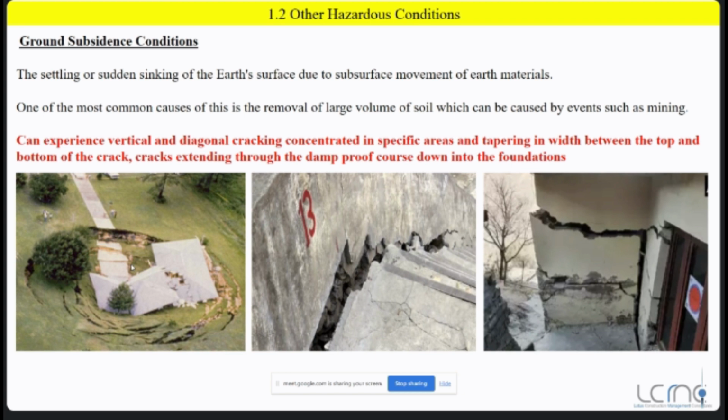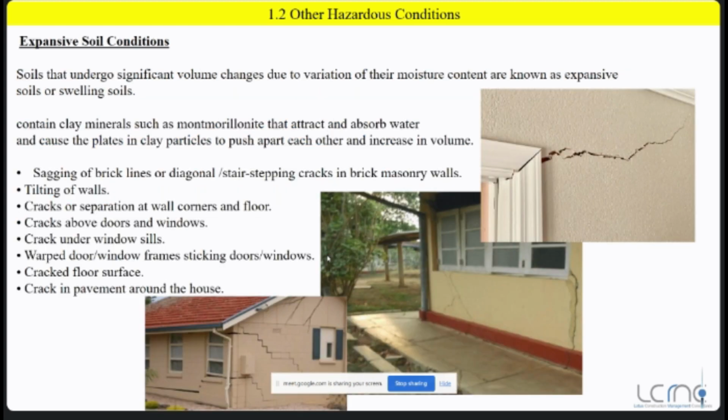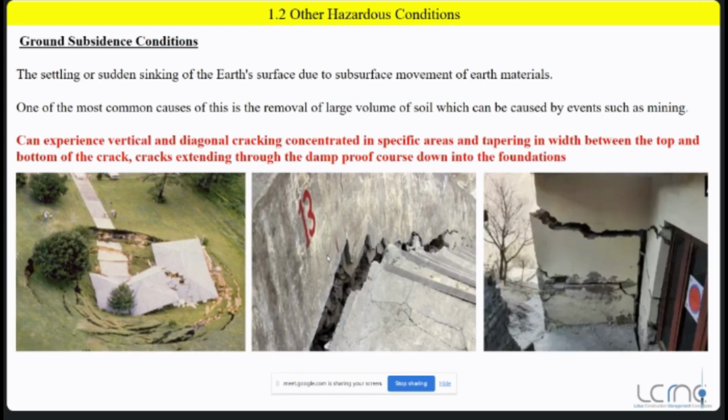Definitely the collapse is there. There will be some fatalities, not just injuries. There will definitely be some fatalities. You can't actually rectify all these houses. Definitely you need to evacuate from the location. So that is that. I have explained three hazardous conditions. One is soft or loose ground conditions, the second one is expansive soil condition, and the third one is ground subsidence condition. Hope you all can understand these three hazardous conditions.